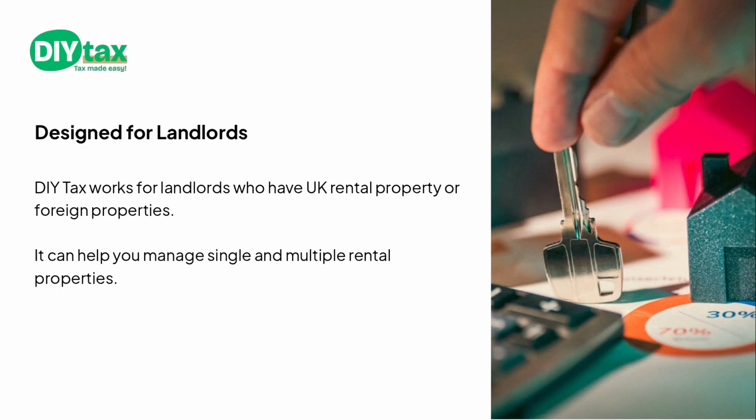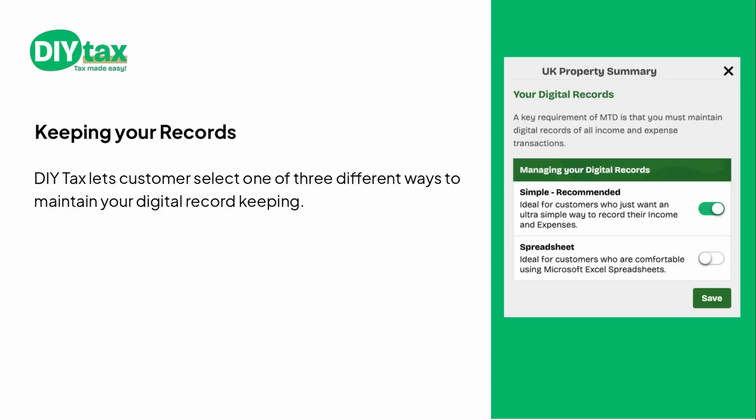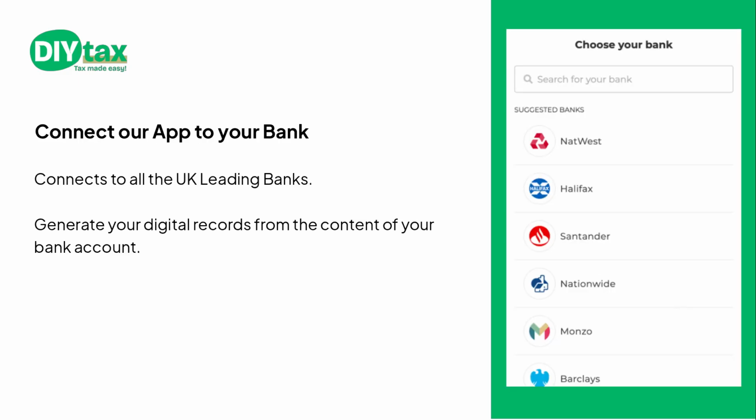It works for both UK property owners and for owners of foreign property, and is designed to support you whether you have just one or multiple rental properties. Using the Setup Wizard, you select which type of property you have, either UK or foreign or both. Next, we'll help you to select which method you would prefer to use to maintain your digital records. It depends how complex your property portfolio is. And, if you want, you can connect DIY Tax to your bank account and create digital records based on the content of the bank account.